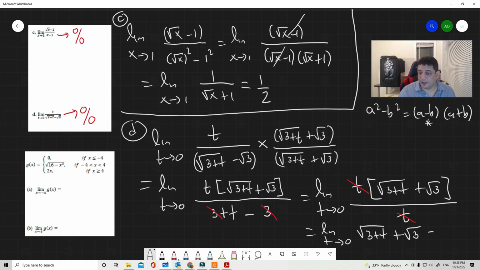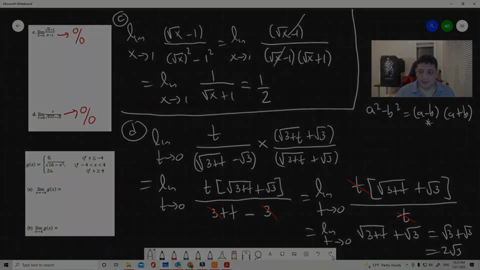And so if I plug in 0, I'm going to get the square root of 3 plus the square root of 3, so 2 square root of 3. Okay? And that's the end of this particular example.